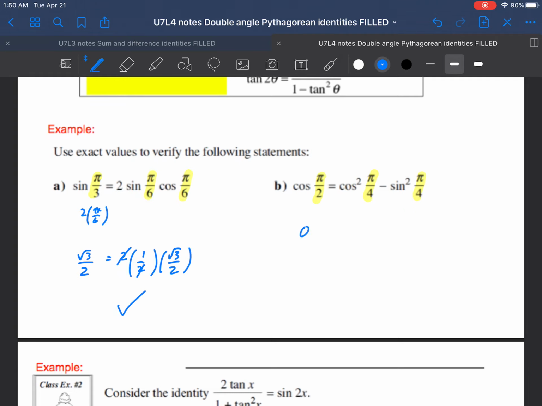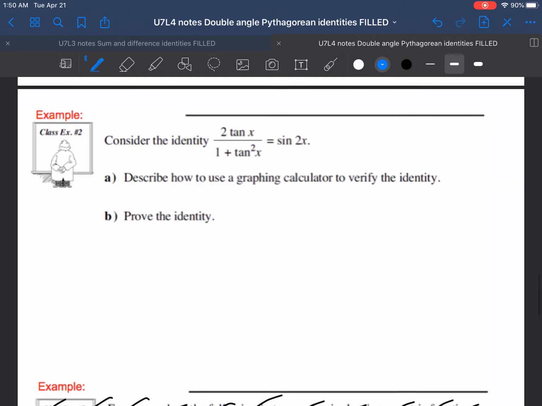Cosine pi over 2, well, that's 90 degrees, that's 0, right? So hopefully that equals the cosine squared of pi over 4. Well, that's root 2 over 2 is the cosine of pi over 4, and we got to square it, minus the sine of pi over 4 is also root 2 over 2. We square that. It's the same thing. Works.